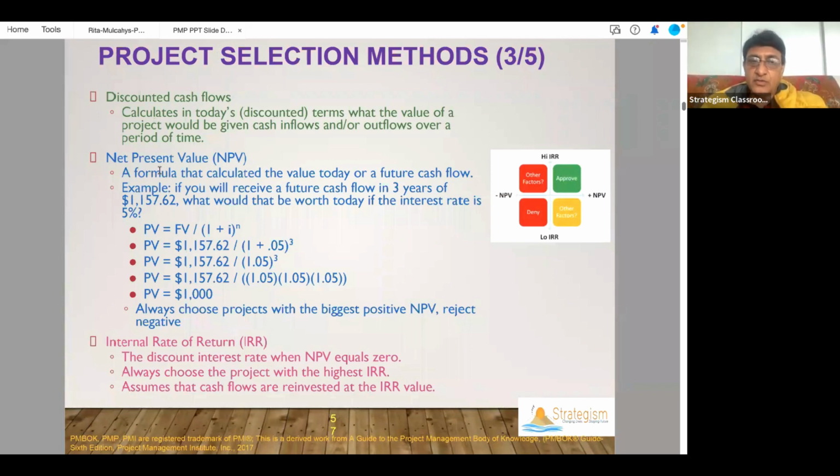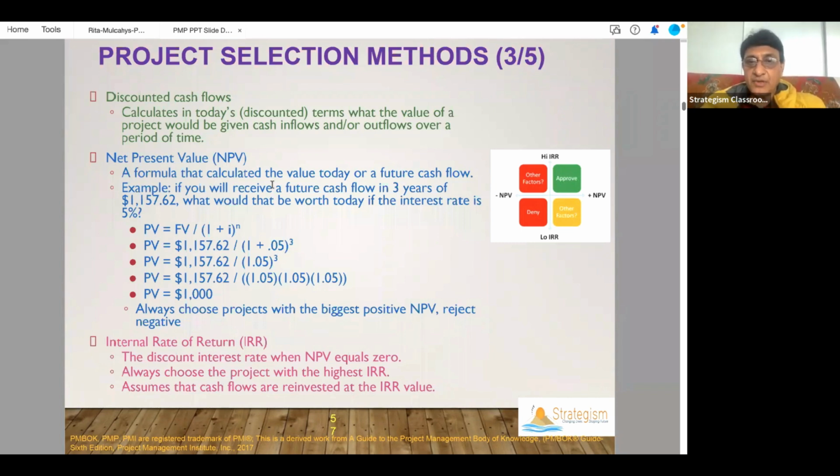Likewise, net present value. A lot of money is coming in, a lot of money is going out. What is the net? And all that is calculated in today's terms. What is the present value today? Because I'm making the investment today, I want to know, should I invest or not?